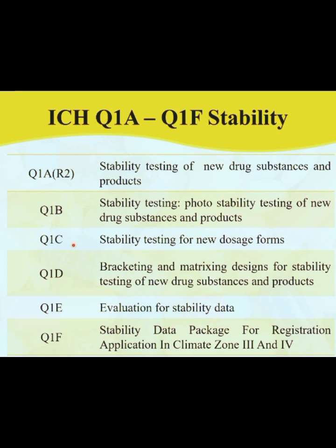Q1B guidelines. Next, Q1C deals with stability testing for new dosage forms. And Q1D deals with bracketing and matrixing designs for stability testing of new drug substances and products. Q1E mainly focuses on the evaluation for stability data. And Q1F focuses on stability data package for registration application in climatic zones 3 and 4.